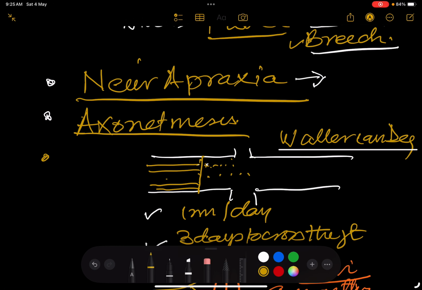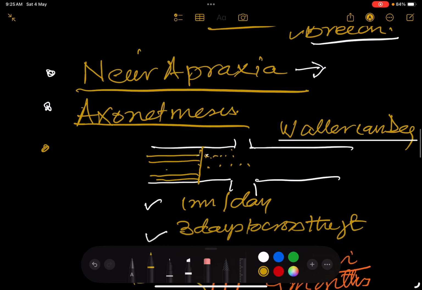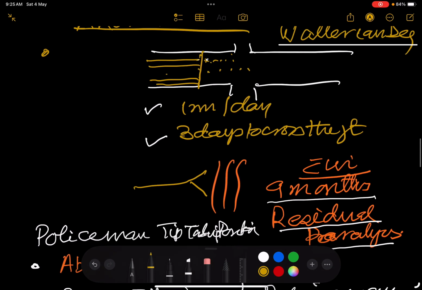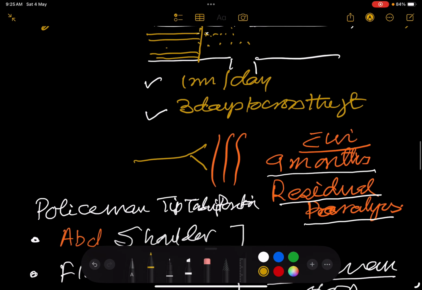Now these axons will grow at 1 millimeter per day, taking 3 days to cross the joint. And as they cross the joint, they will go and meet the muscle. But if they don't do it in 9 months' time, then the muscle gates will close and the muscle will never recover, and this is called residual paralysis.